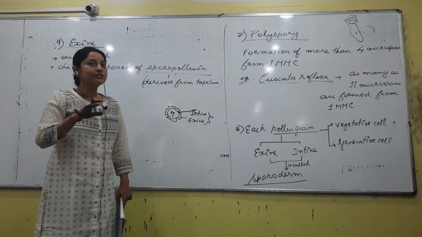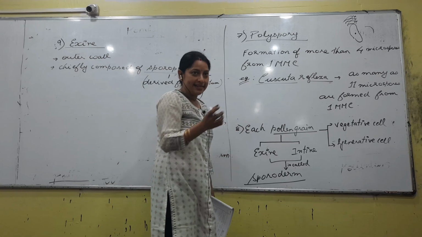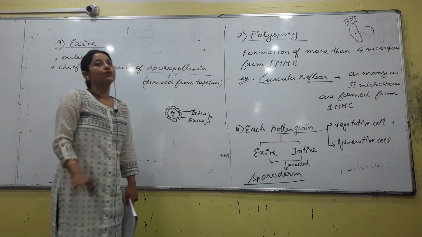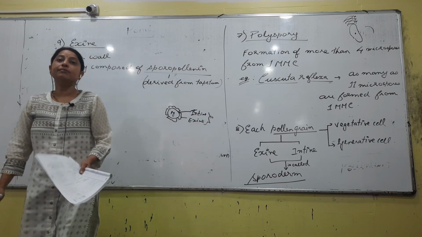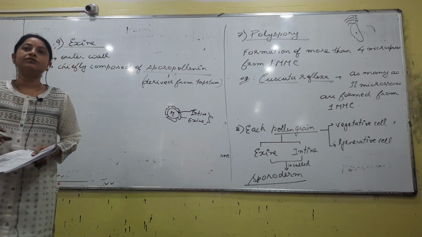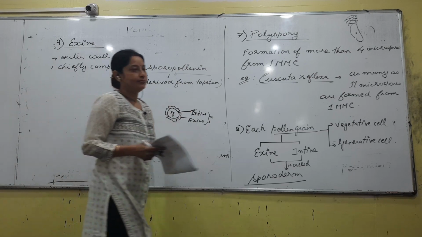Derm means the outermost layer, right? But skin. So for a pollen grain, exine and intine together are called the sporoderm. Just like the inner membrane of the nucleus and the outer membrane of the nucleus together we called the nuclear envelope, right? Similarly, both of them together are called the sporoderm.